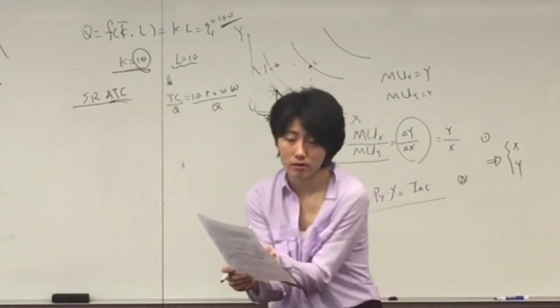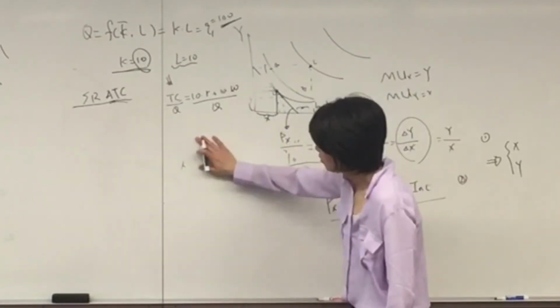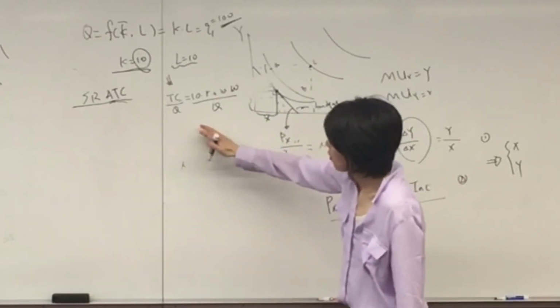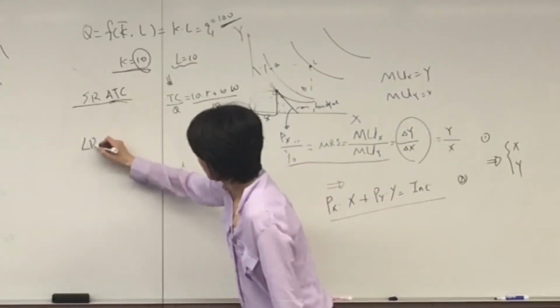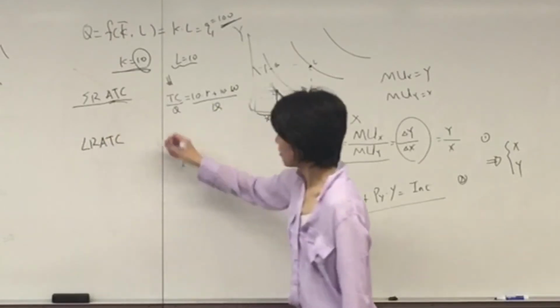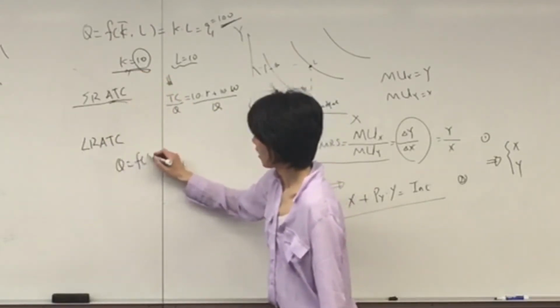The challenging part of the second question is how do you get the long-run average total cost? It's a little bit more complicated than this one. How do you solve for long-run average total cost? That means K is not fixed. K is a variable in this case. Q is F(K, L).